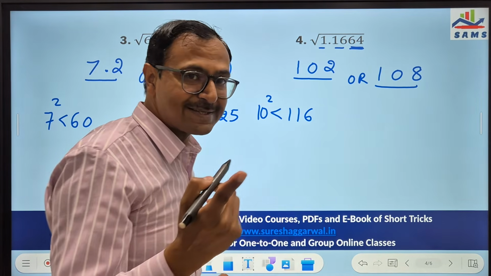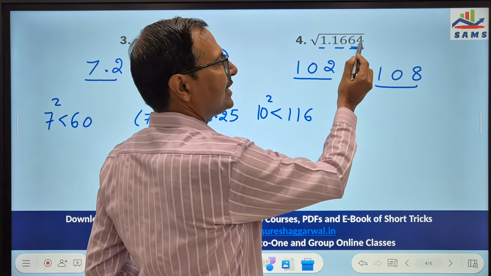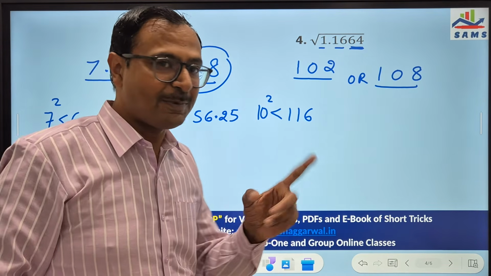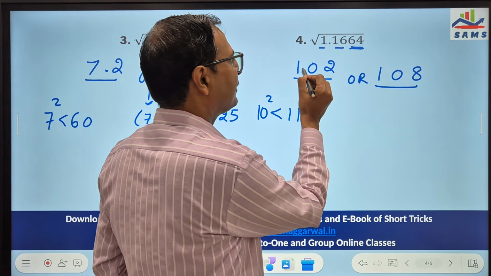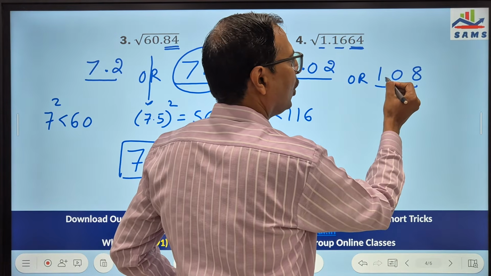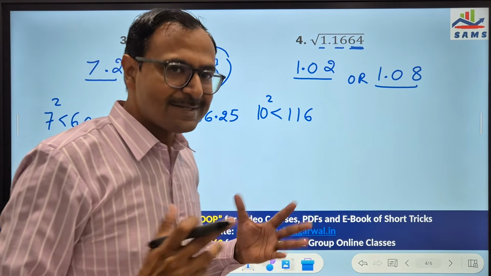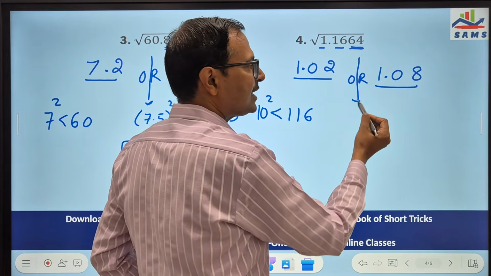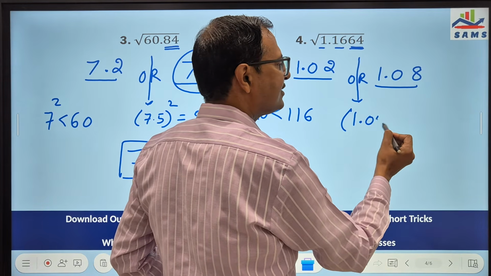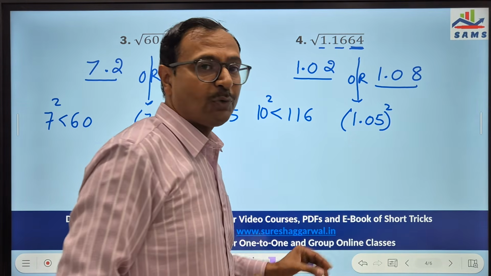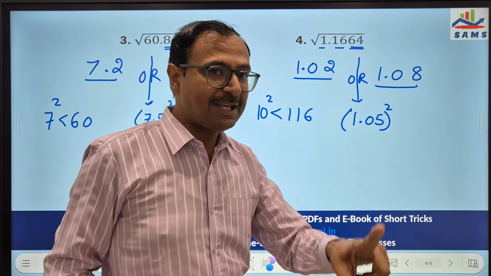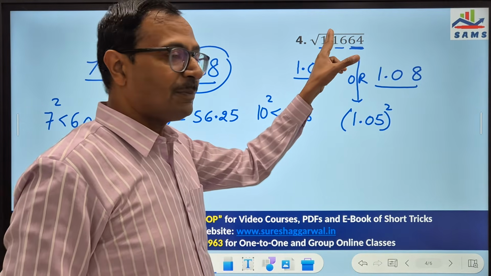Now where do you put the decimal? 4 digits after decimal means 2 digits after decimal in the square root. So either my answer is 1.02 or my answer is 1.08. Now you need to do the same thing. 1.05 is the intermediate number. So you will find the square of this number using Vedic maths. Compare it to this number.